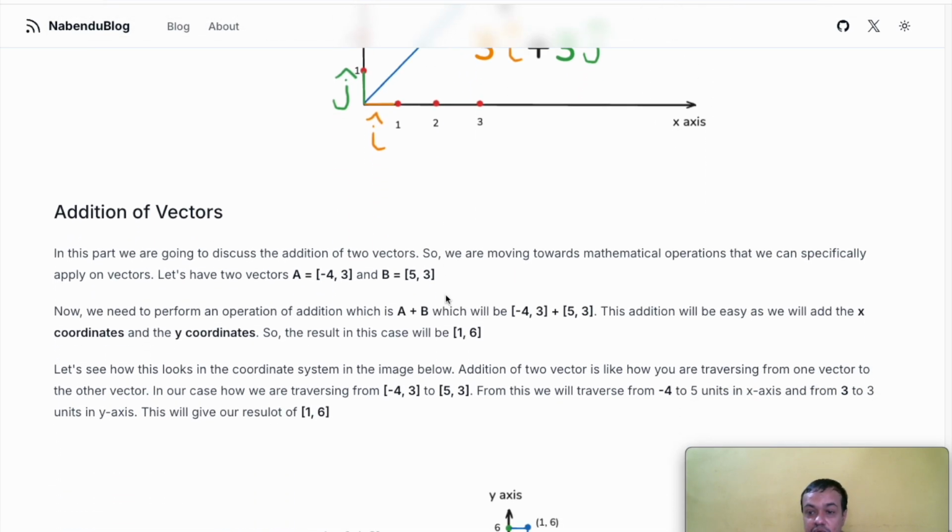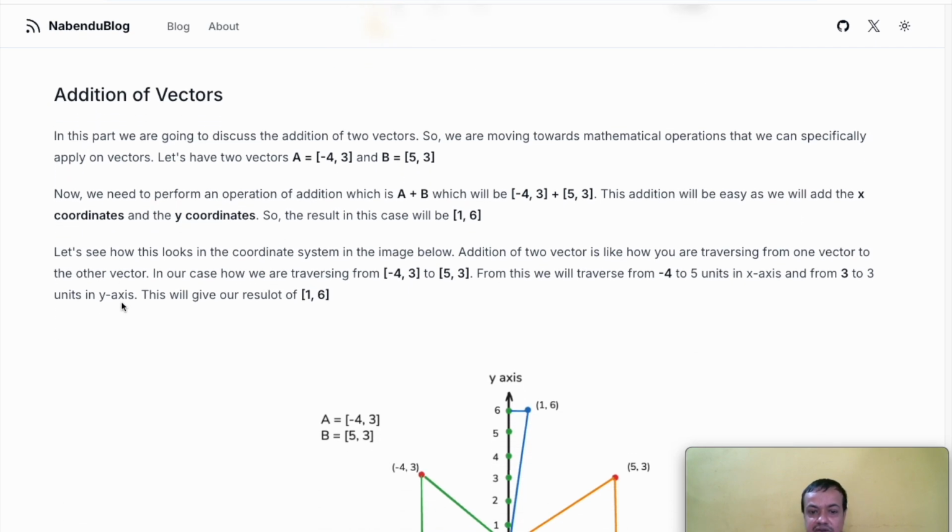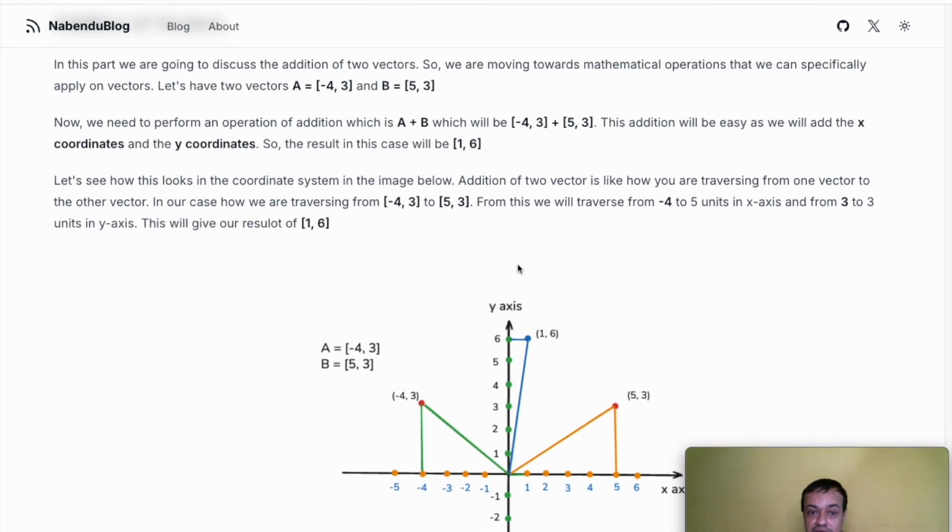Now we'll look into addition of vectors. Addition of vectors is very important. In this part, we are going to discuss the addition of 2 vectors. So we are moving towards a mathematical operation that we apply to vectors. Let us say the 2 vectors a and b are there. Now we need to perform the operation of addition, which is a plus b. This addition will be easy as we will add x coordinates with x coordinates and y coordinates with y coordinates. It is very easy if you just do the addition. Let's see how it looks in the coordinate system, because it is very important to look at it in the coordinate system also.